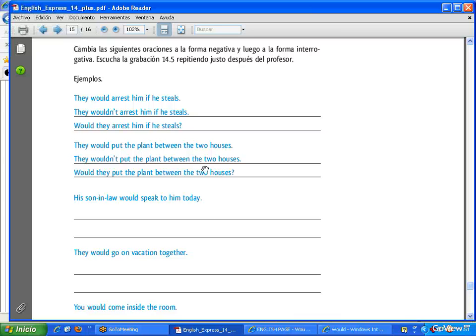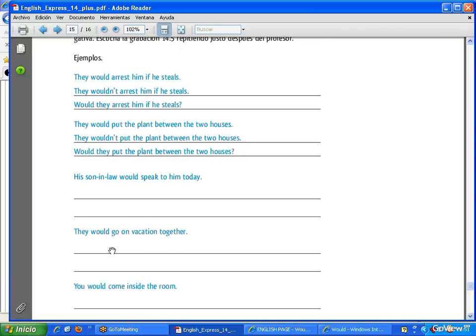That boy would give your daughter a prize. Ese niño daría a su hija un premio. That boy would give your daughter a prize. That boy wouldn't give your daughter a prize. Would that boy give your daughter a prize?